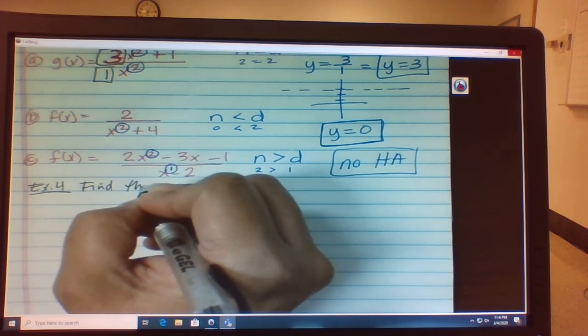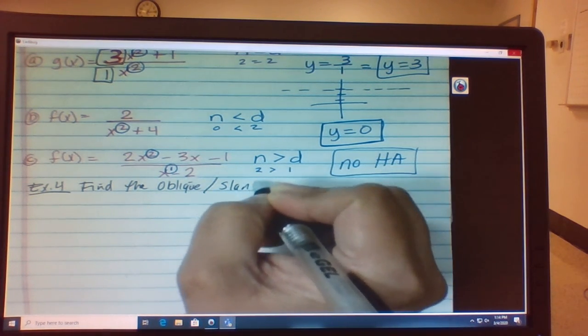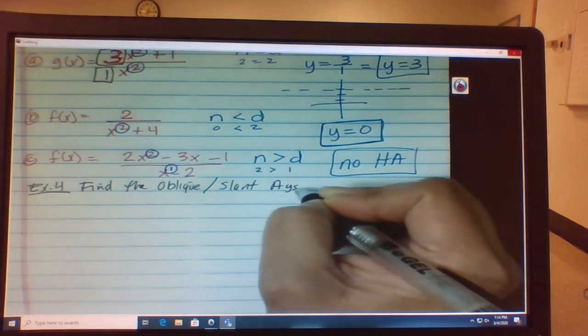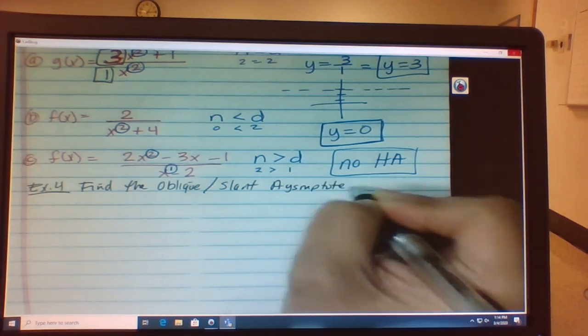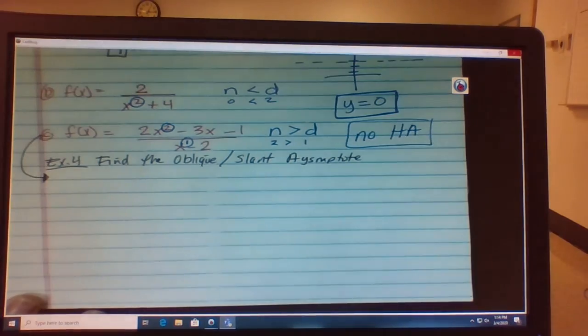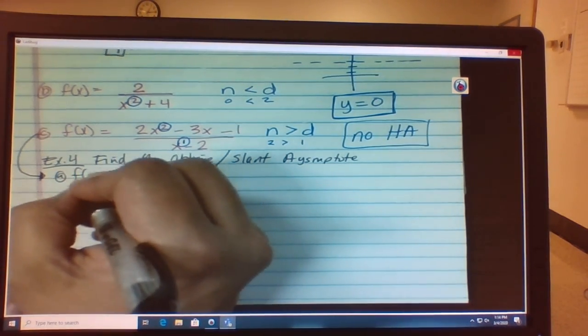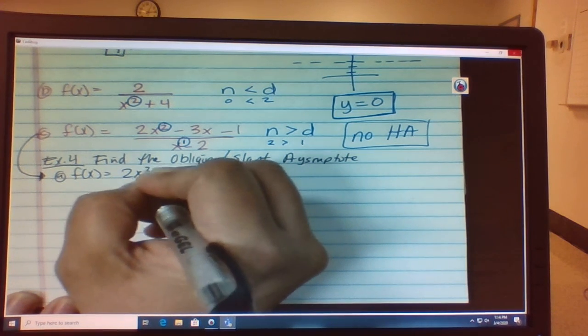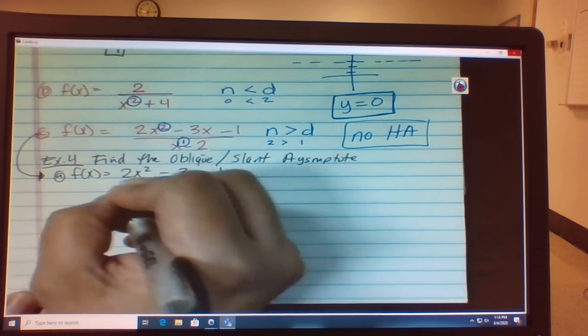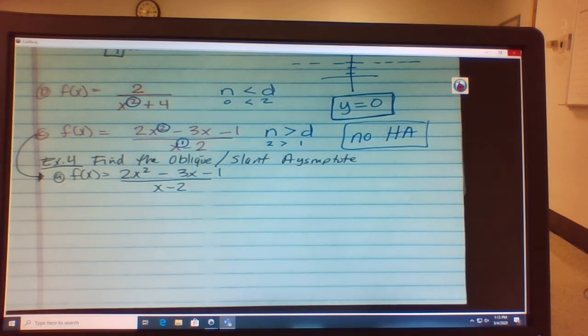Find the oblique asymptote. Sometimes they use the word slant. That's the way they taught it to me, but it means the same thing. And we're going to take the same problem from C to find the oblique asymptote. So the problem is f of x equals 2x squared minus 3x minus 1 divided by x minus 2. Now, I need you to understand, this is a division problem. Division problems we covered on Monday.